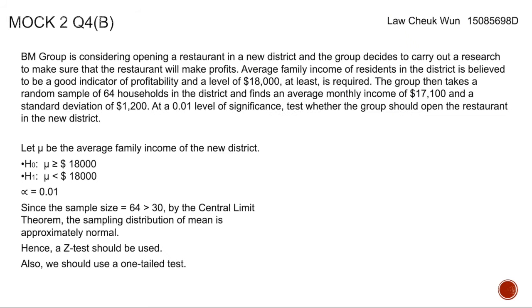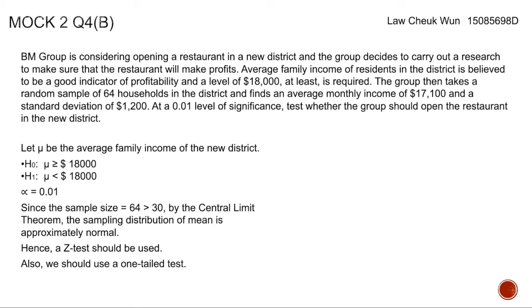Good day everyone, my name is Sapphire and I'm going to introduce Mock 2 question 4b to you. PM Group is considering opening a restaurant in a new district, and the group decides to carry out a research to make sure that the restaurants will make profits. Average family income of residents in the district is believed to be a good indicator of profitability, and a level of $18,000 at least is required. The group then takes a random sample of 64 households in the district and finds an average monthly income of $17,100 and a standard deviation of $1,200.